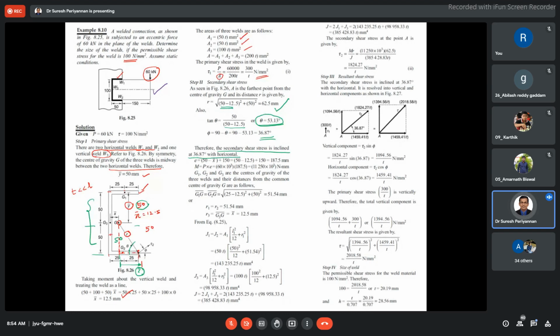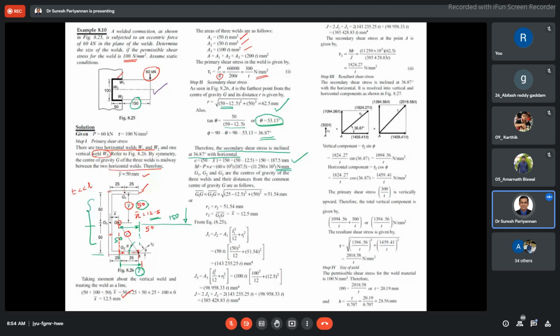Now, once we know that x bar, we are able to find out our E. What is E here? E is nothing but 50, a distance, right, from where E is sitting here. Our eccentric load is acting here, 50 minus 12.5. That is given as 150. Then 150 plus 50 minus 12.5 is our eccentric distance. The load is acting at an eccentric distance of 187.5 mm. From this, we are able to find out our moment.